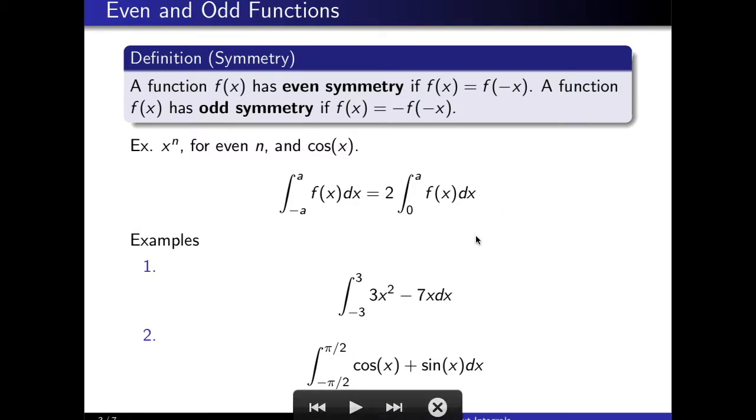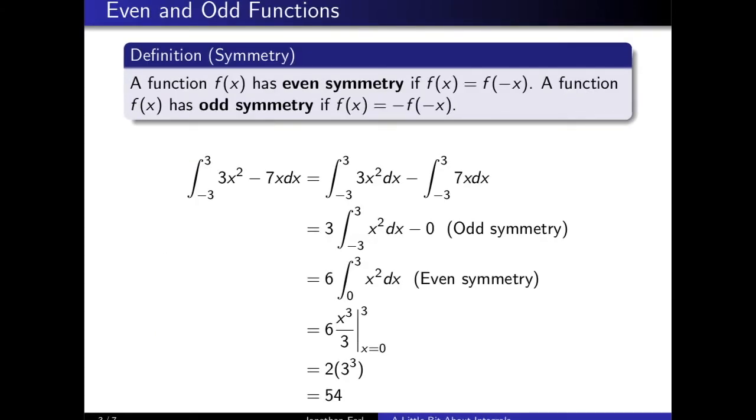So let's go and find the definite integral from minus 3 to 3 of 3x squared minus 7x dx. And then we'll come back and do a second example, minus pi over 2 to pi over 2 of sine plus cosine. For the first example, we can split our function into two different integrals, one from minus 3 to 3 of 3x squared, and then we'll subtract off the integral from minus 3 to 3 of 7x dx.